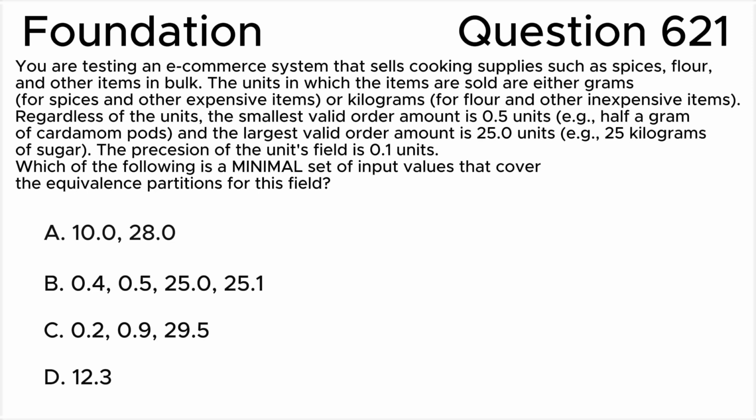Which of the following is a minimal set of input values that cover the equivalence partitions for this field? Answers: A. 10.0, 28.0, B. 0.4, 0.5, 25.0, 25.1, C. 0.2, 0.9, 29.5, D. 12.3.